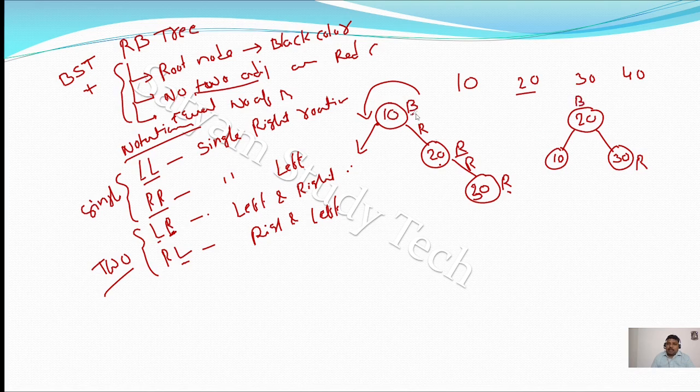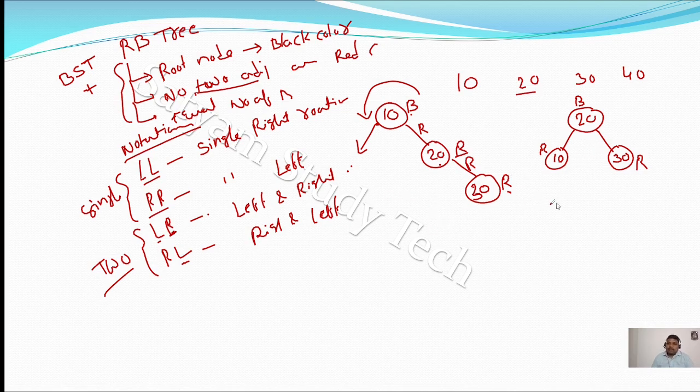Here the 10 is the black color. How to change it to red color? Why? Because 20's designation is changed. It was a child of 10, but now 20 is the parent. Here the 10 is the child of 20. So you have to change these two colors only. Okay, so this is the step.